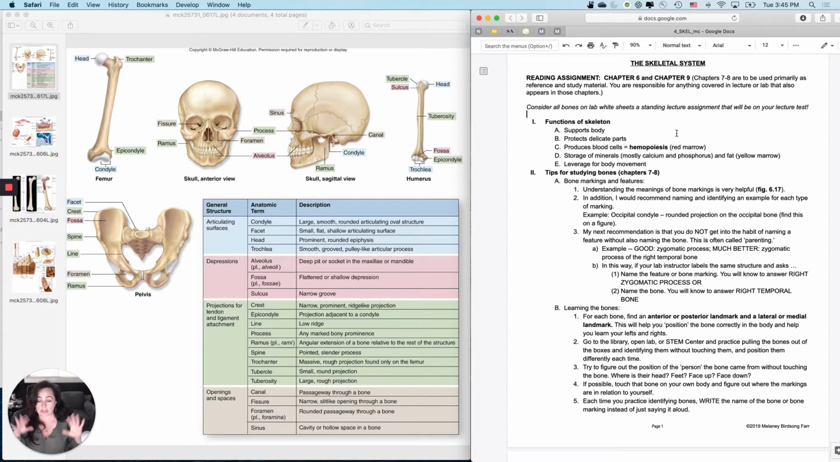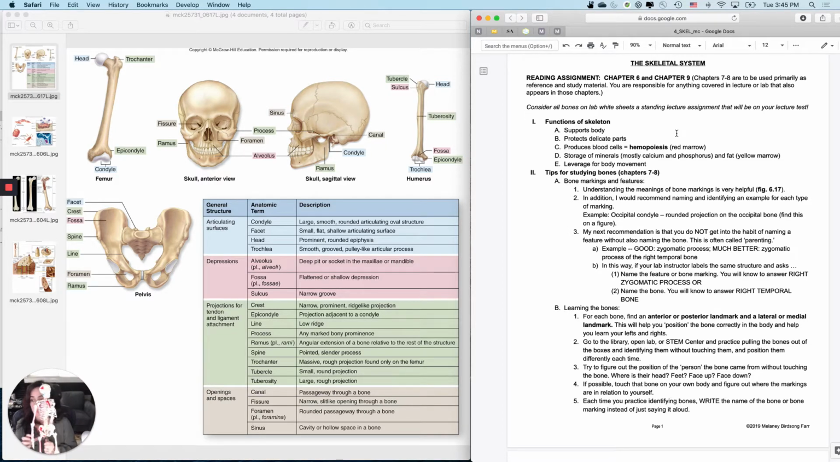Okay, let's get started with a little bit of introduction to the skeletal system as a whole. So what does it do? It is primarily supporting connective tissue, bone and cartilage primarily, and it supports the body. But in some places, it's also protective.